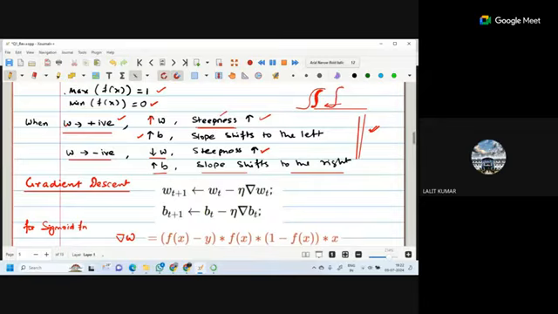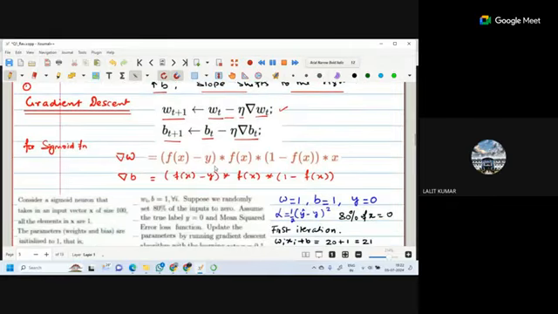The second important concept of this week 2 was gradient descent. So the gradient descent update rule is W_{t+1} is equal to W_t minus eta into the gradient of loss at that W_t, and the same formula for the bias also.